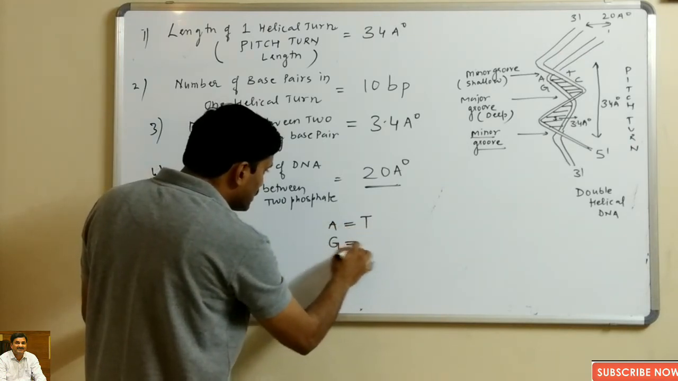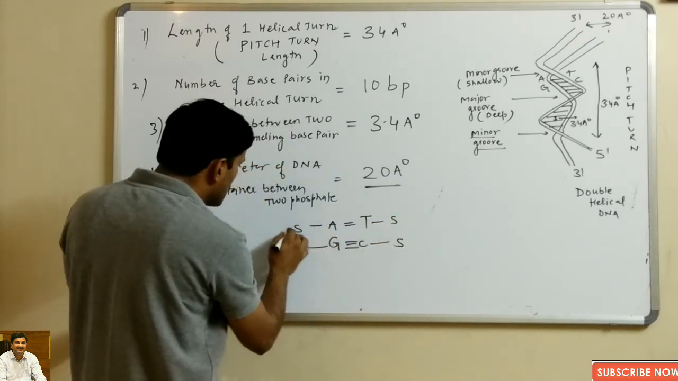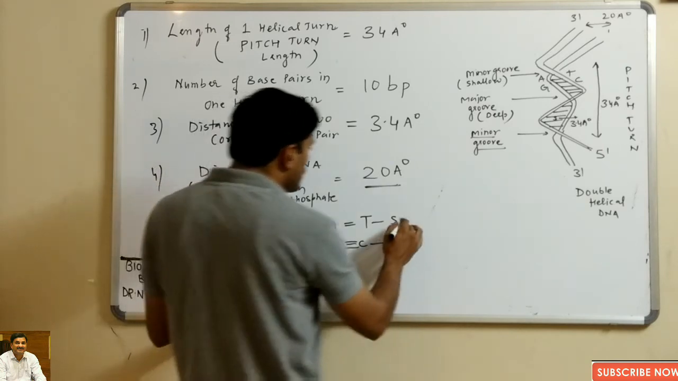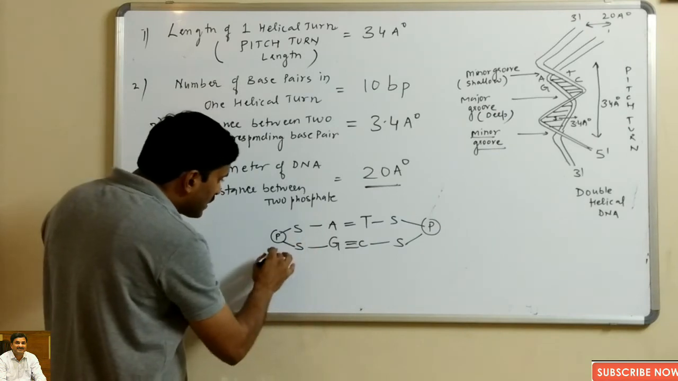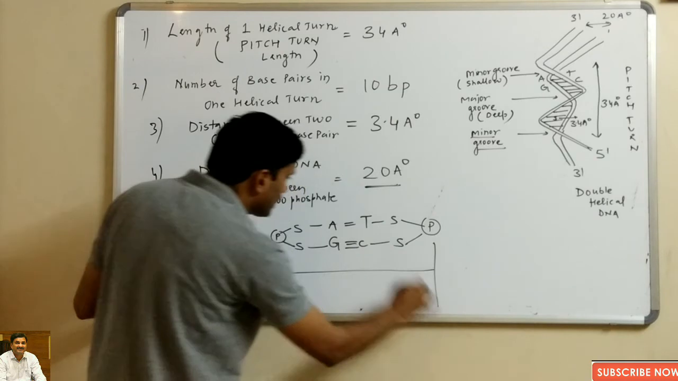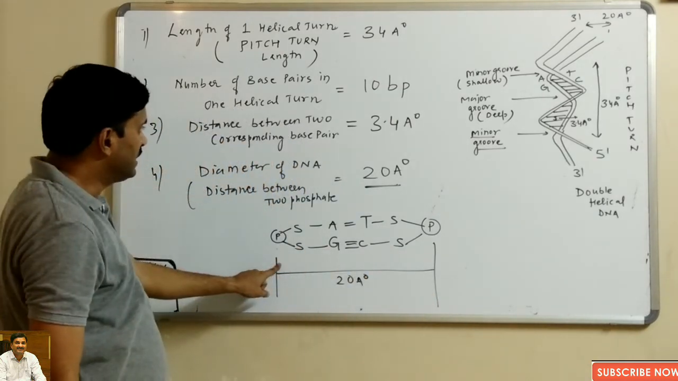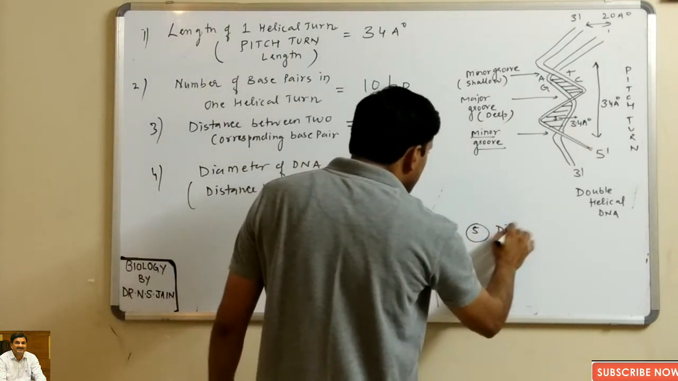A double bond T, G triple bond C. Here sugar is present, here also sugar, here also sugar. And the bond present between one phosphate and two sugars is called as what? Phosphodiester bond. Okay, so this is the diameter. So the distance from one phosphate to another phosphate is the diameter of the DNA, known as 20 angstrom.